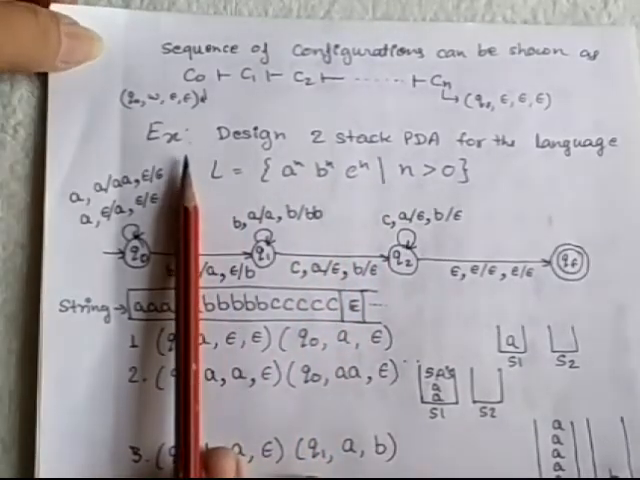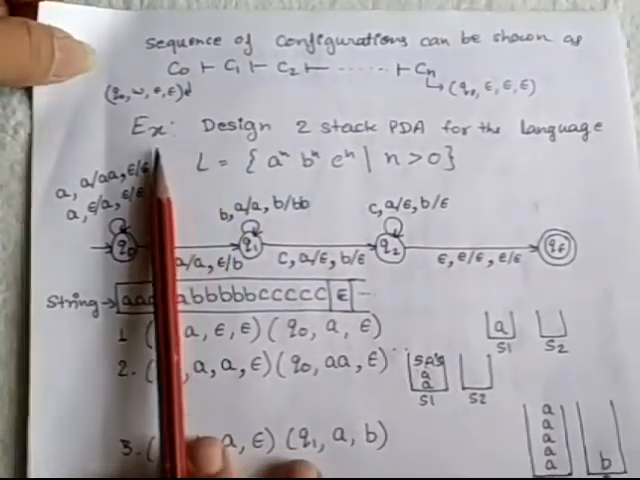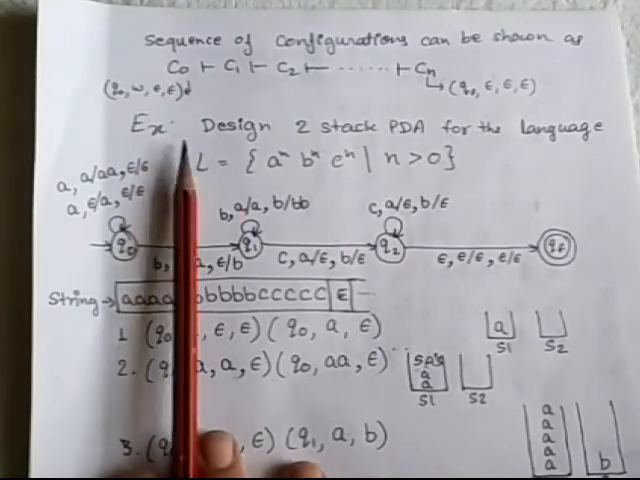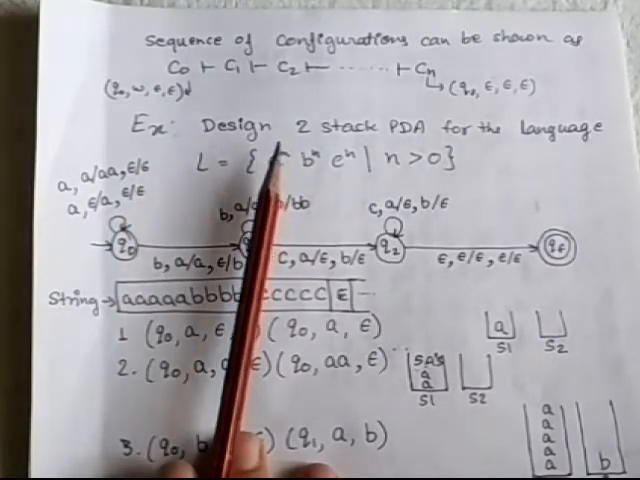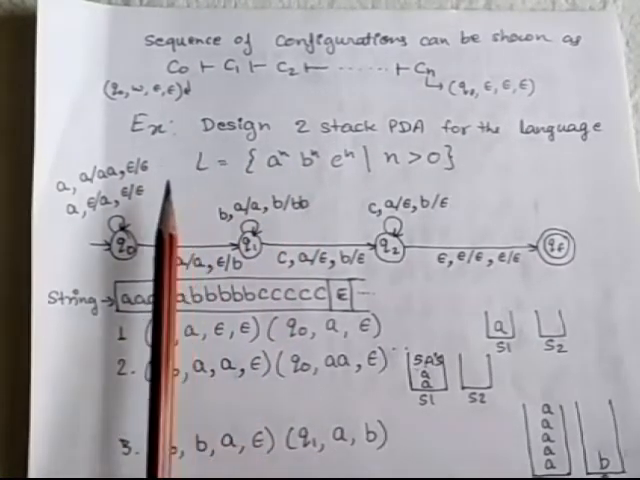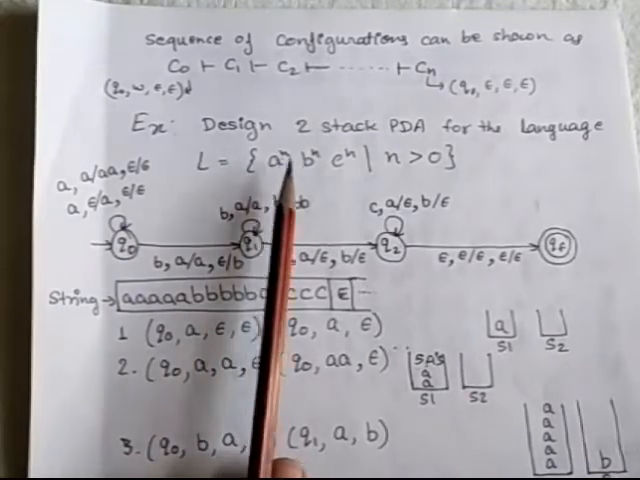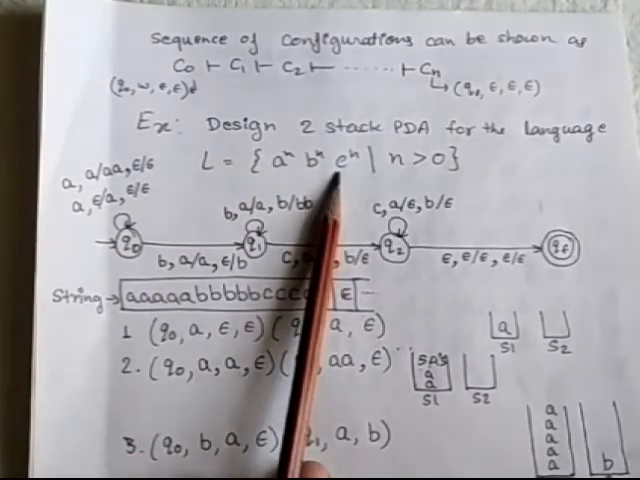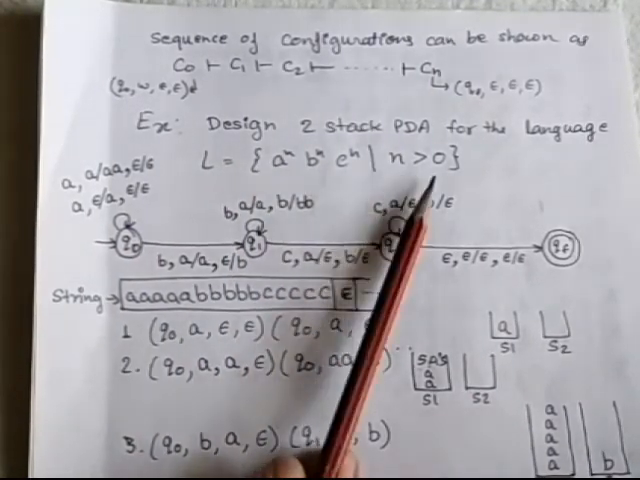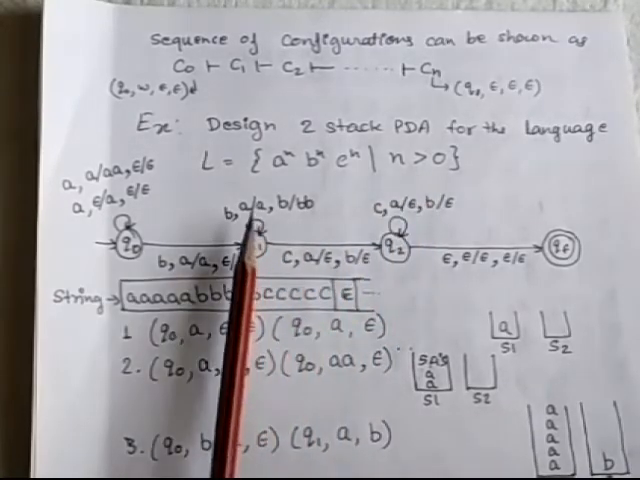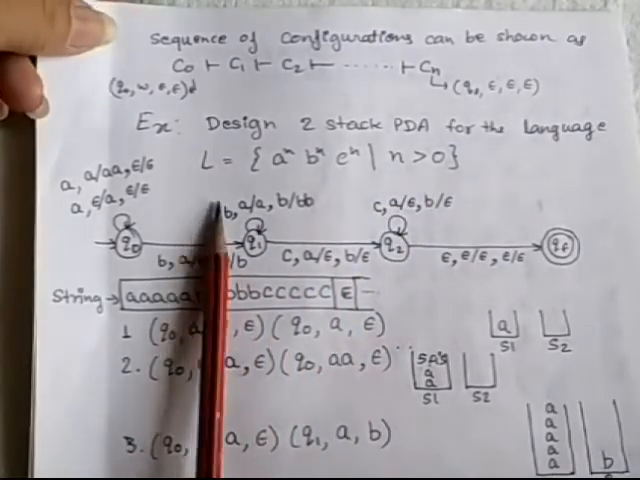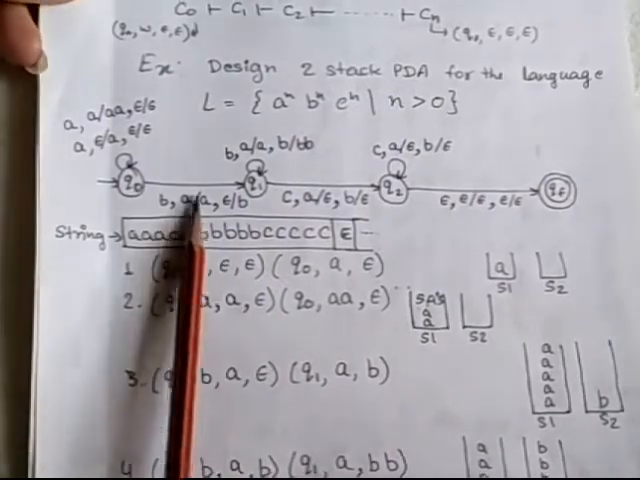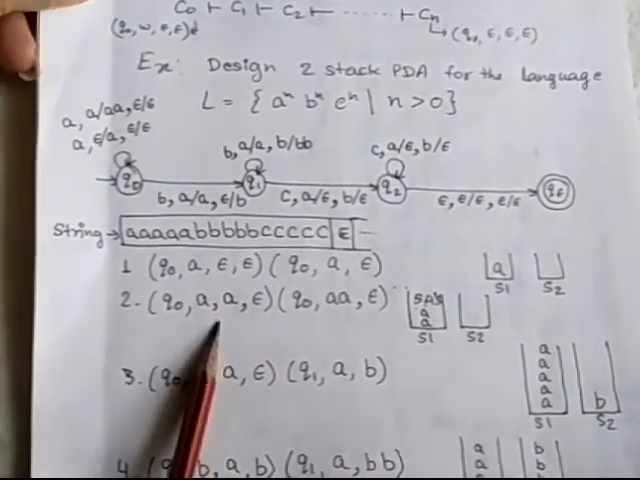Let's see some examples. There is an example: design a 2-stack PDA for the given language, and the language is a to power n, b to power n and c to power n, where n is greater than 0. Right? Now, first of all, let's see the transition function for this PDA.